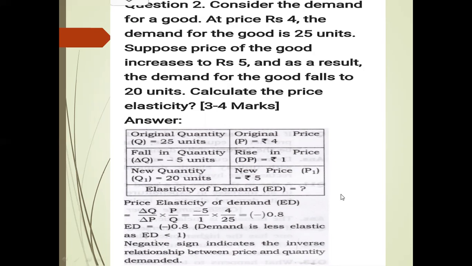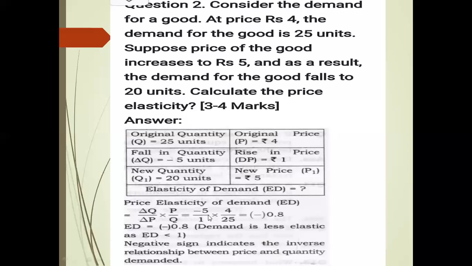The elasticity of demand formula we know is delta Q over delta P into P over Q. This is our formula. So delta Q means change in quantity demanded. So how much change is there? Earlier the quantity was 25, new quantity is 20. So 20 minus 25 will be minus 5. It means the quantity demanded decreased.